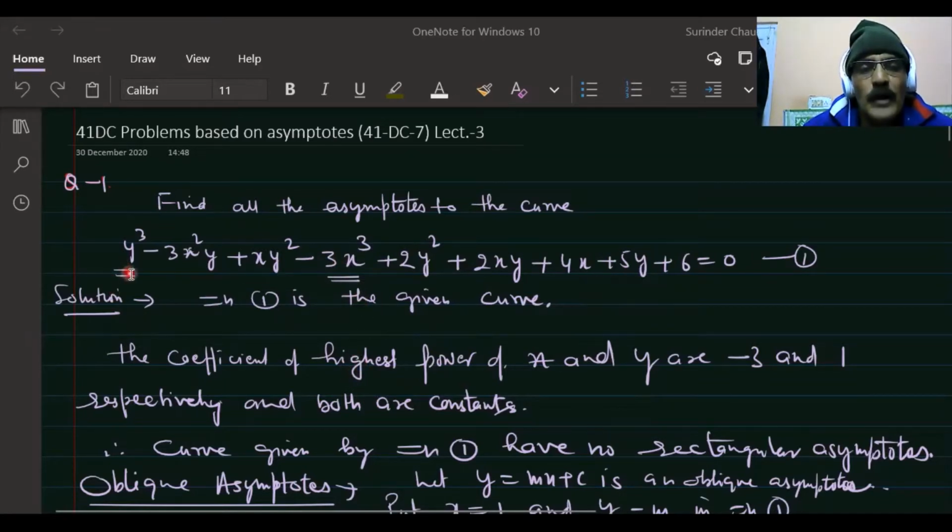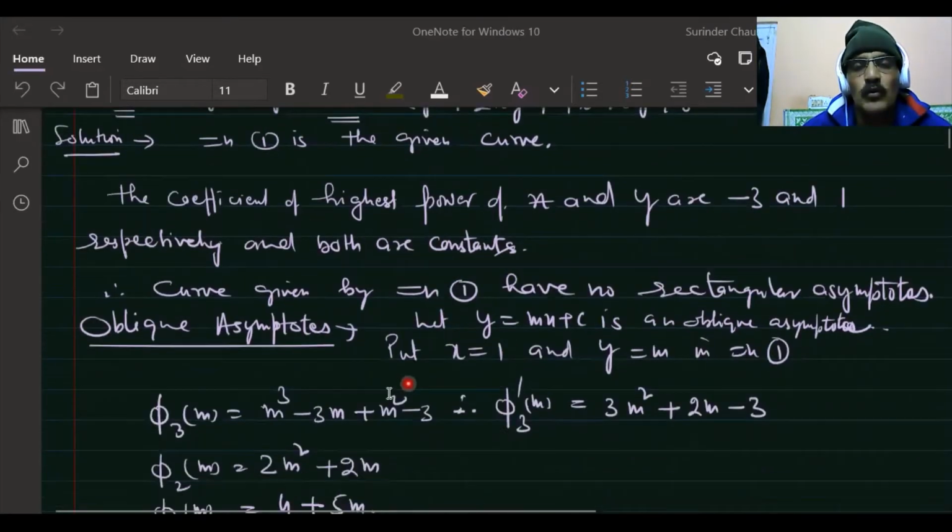Similarly, to find the vertical asymptote, put the coefficient of the highest power of y equal to 0. The coefficient of the highest power of y is 1, which can't be 0. Therefore we don't have any vertical asymptote. So this rational algebraic curve does not have rectangular asymptotes. Now our aim is to find the oblique asymptotes.